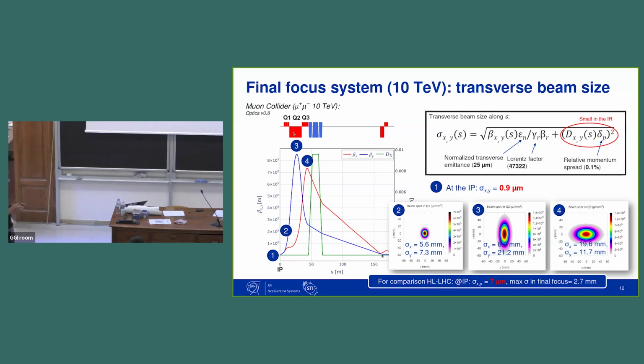Now for this small exercise of looking at beam sizes, if you do the math, you can see that at the interaction point we have a beam spot size of 0.9 micrometers. But then already at the Q1 magnet, after let's say 6 to 10 meters, this grows to 5 to 7 millimeters. And then in the Q2, Q3 to 10 to 20 kilometers. So we have a beam spot which is this large already after a few tens of meters. Again, if you compare to HL-LHC, the spot size sigma at the interaction point is 7 micrometers, while the maximum spot size in the final focus is actually 2.7 millimeters. So we have a much smaller beam size there in this hadron machine.